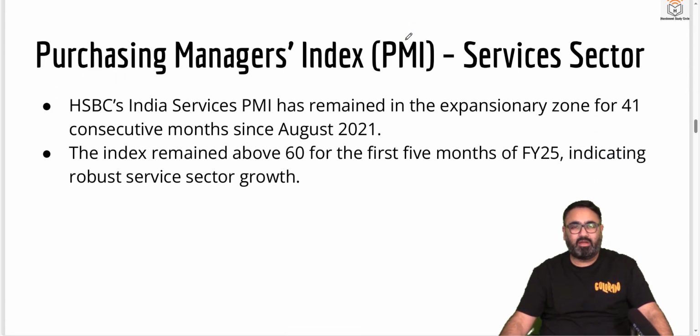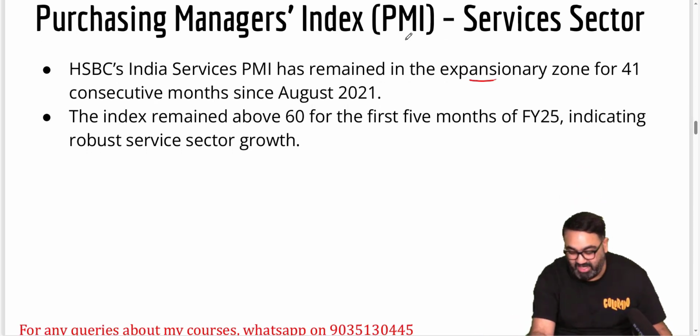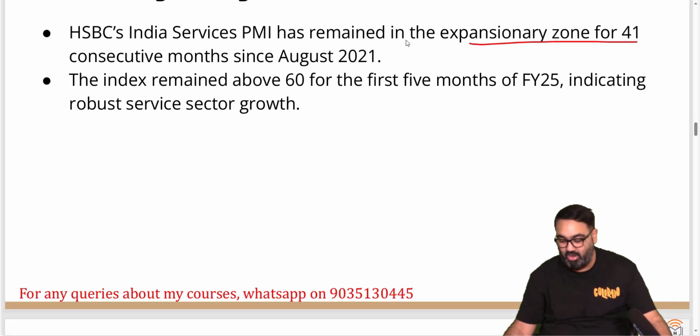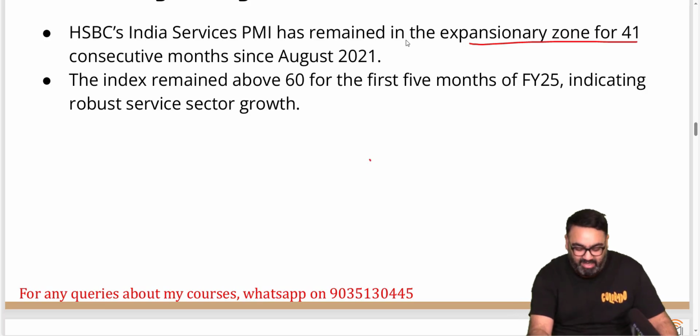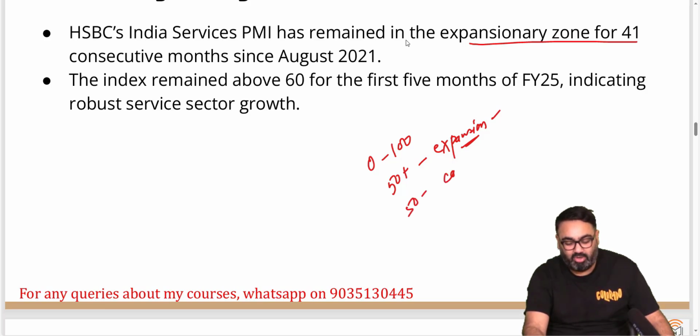The economic survey chapter 8 also talks about the Purchasing Managers Index in the services sector. HSBC is the one that comes out with this index. HSBC India Services says that PMI has remained in expansionary phase for 41 consecutive months. Now, what is the expansionary phase? So PMI, Purchasing Manager Index, has a rating from 0 to 100. If you are above 50, that means you are in the expansion phase, so your demand for services is increasing. Less than 50 means you are in the contraction phase.